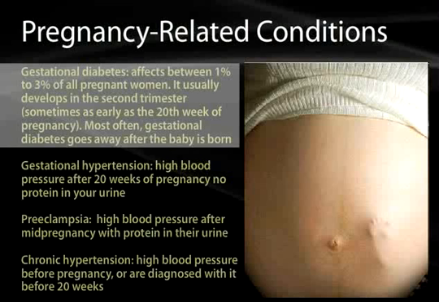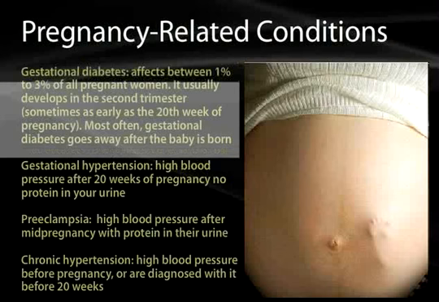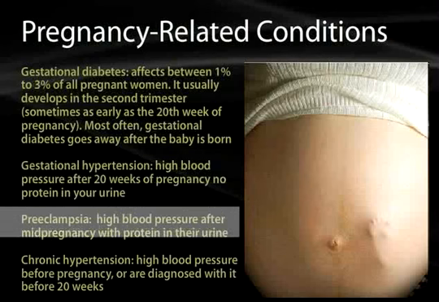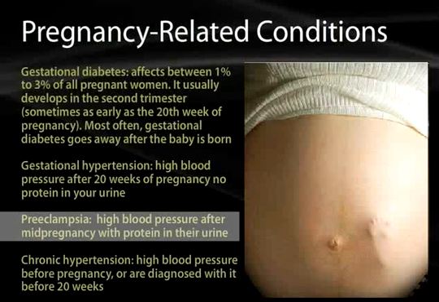Because if you look at some of the effects of pregnancy, it's a little bit scary. The gestational diabetes, which will affect about 1 to 3% of all pregnant women, and usually develops in the 2nd trimester, and will oftentimes go away after the baby's born. The gestational hypertension, which would be high blood pressure, and the positioning of the uterus can have an effect on this, because the uterus, as the baby grows, will start to press against all of those great vessels inside the pelvis.